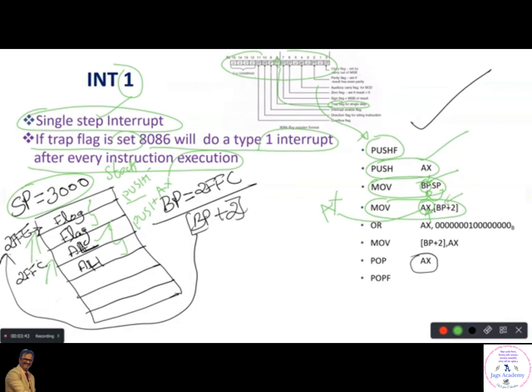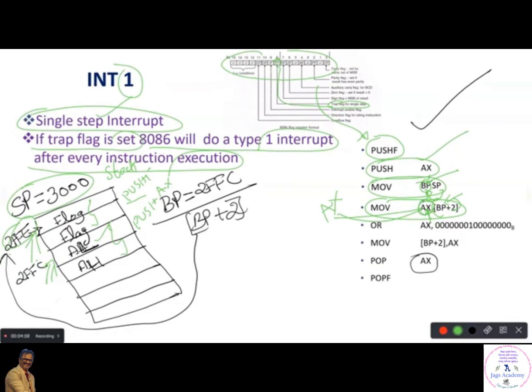That means, see, move AX comma base pointer plus 2. So what is the base pointer? The base pointer is this one, right? What is plus 2? It is this one. The content of that will be moved to AX. Can you tell me now what is there in the AX register? The flag register, right? BP plus 2 is pointing here. So AX will have the flag register.